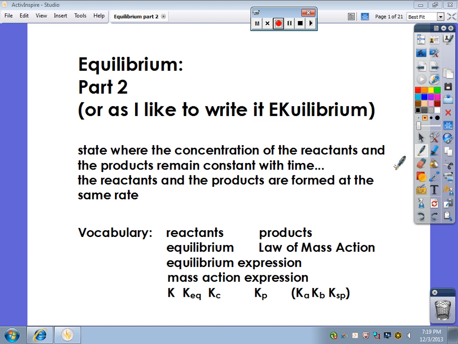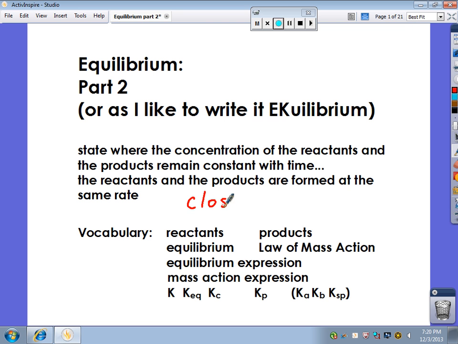Equilibrium is the state where the concentration of the reactants and the products are constant with time. In other words, as reactants react and produce products, the products also have a chance to form reactants, and this is happening at the same rate. And this happens in a closed system, which is something a little bit different than what you and I are used to with an open system. And these are the different types of Ks that are listed. If you need clarification on any of this, you can go back to equilibrium part 1.